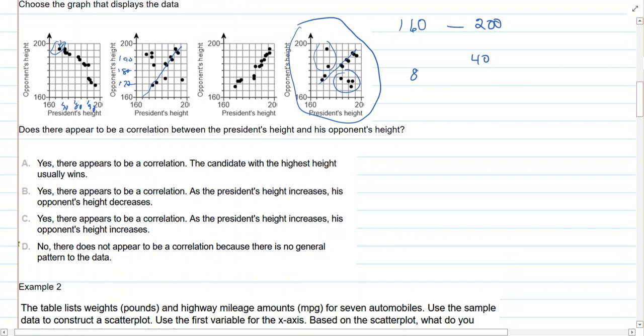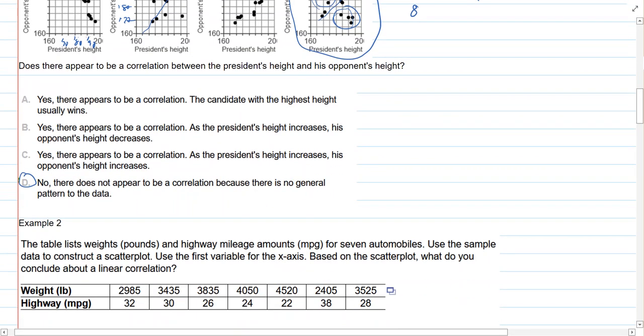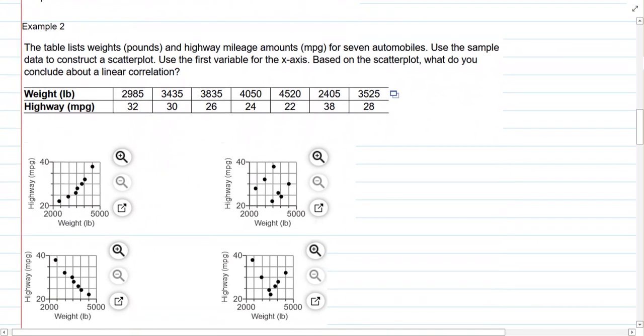All right. So, does there appear to be a correlation? Not really, right? No, because we got all of these outside of that grouping. And so, no, all of them are yes except this one. No, it does not appear to be a correlation because there is no general pattern to the data. All right. So here we have another one.